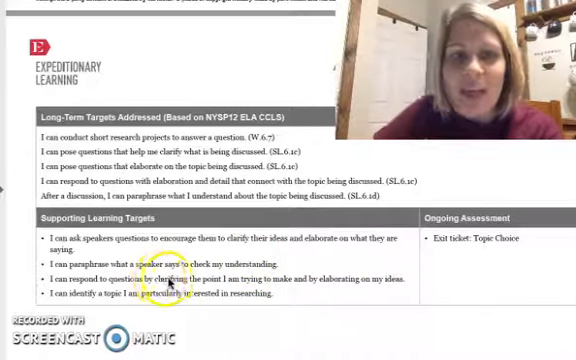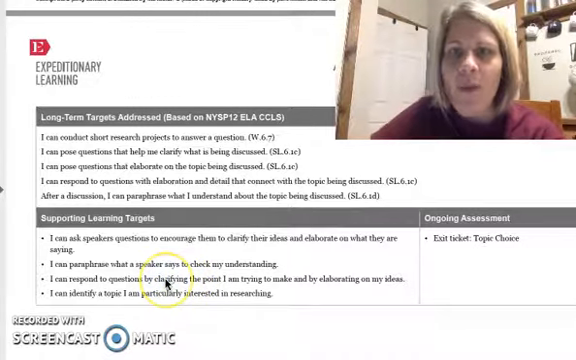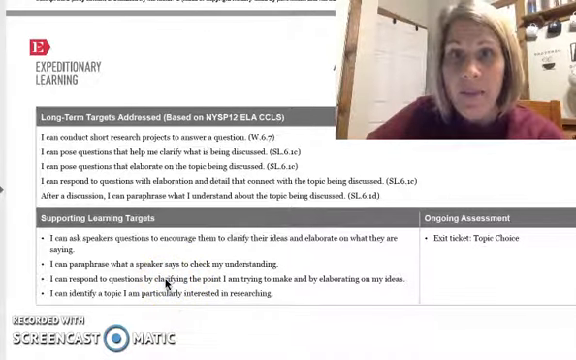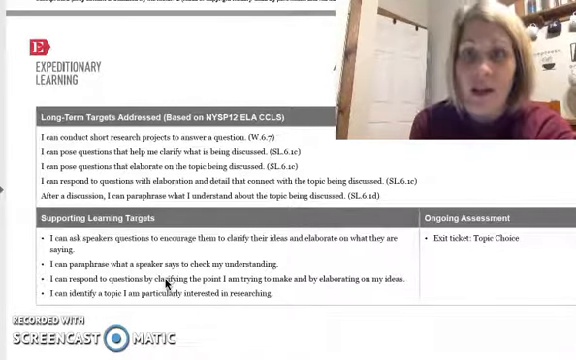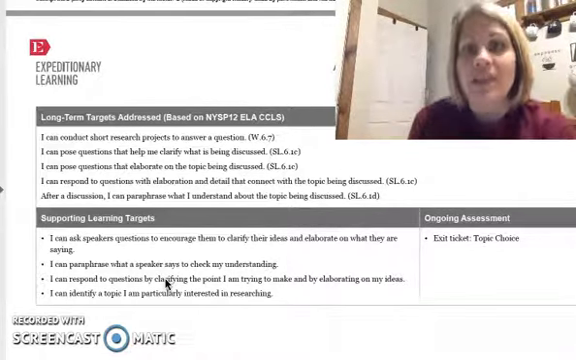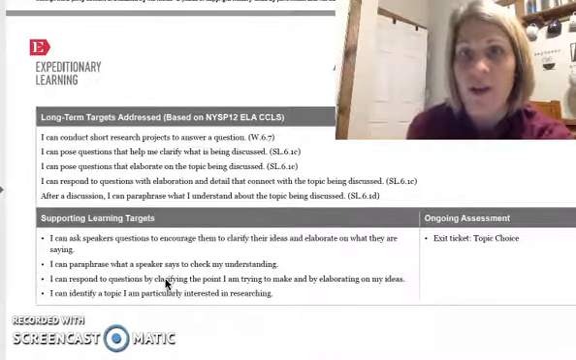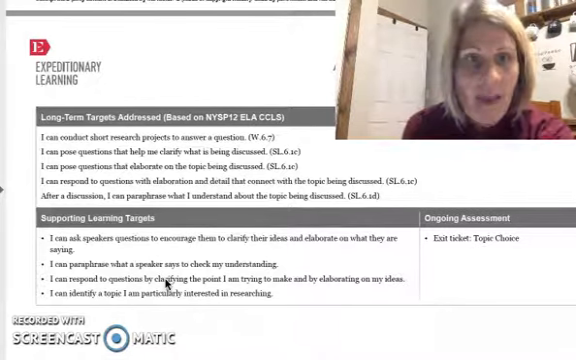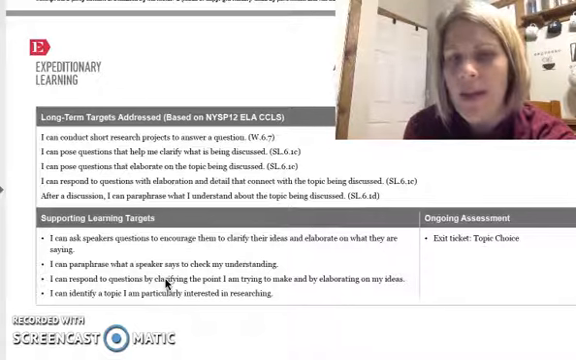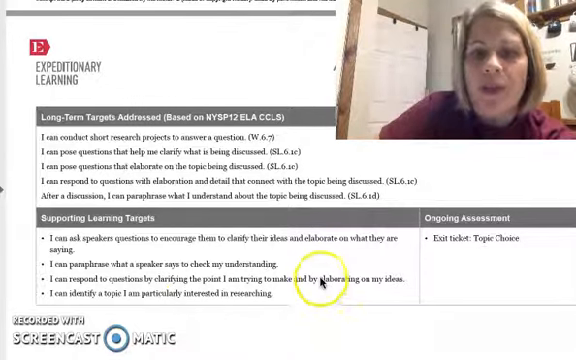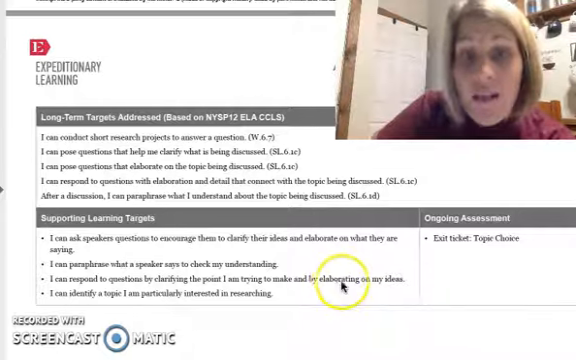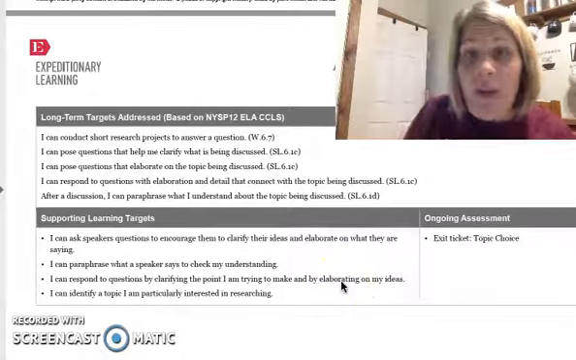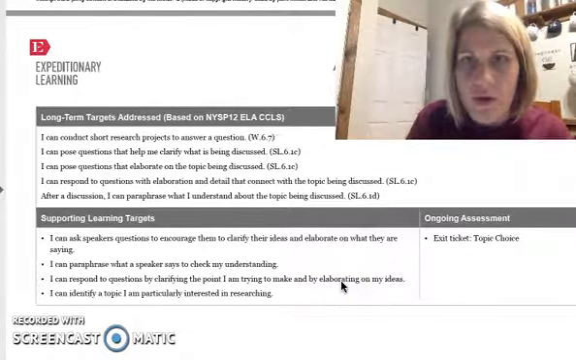So the first word here, clarifying. What do you think it means to clarify? Okay, to clarify means to make it clearer. So it might mean that you need to explain your ideas a little bit more to make your idea clearer. And then the next word that I wanted to ask you about is elaborate. What do you think it means to elaborate? Good. Elaborate means to explain or to add more detail to what you're saying.